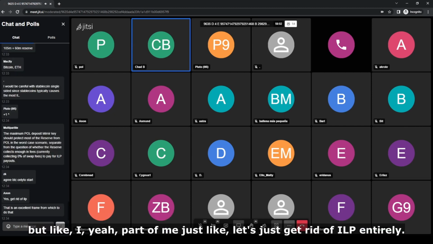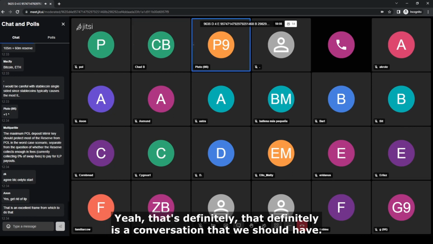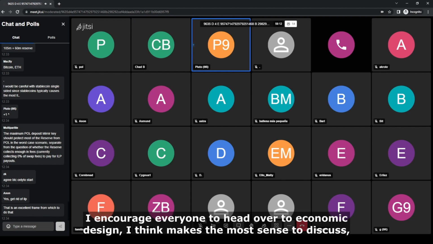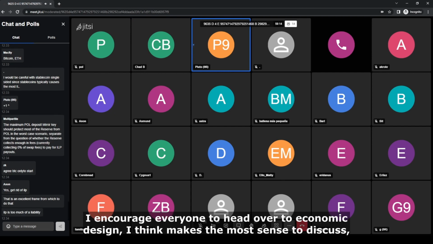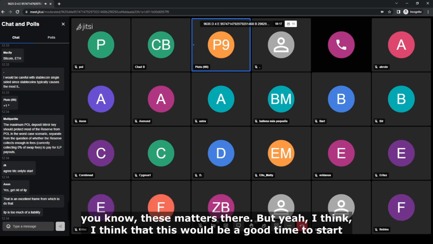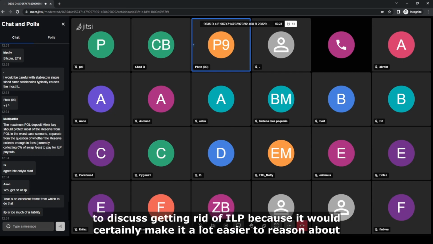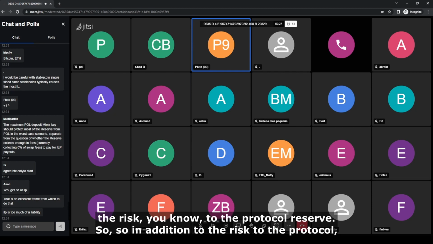But part of me says, let's just get rid of ILP entirely. Yeah, that definitely is a conversation that we should have. I encourage everyone to head over to Economic Design. I think it makes the most sense to discuss these matters there. But I think this would be a good time to start to discuss getting rid of ILP, because it would certainly make it a lot easier to reason about the risk to the protocol reserve.